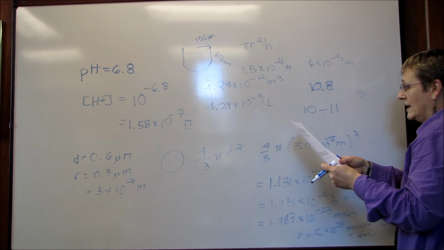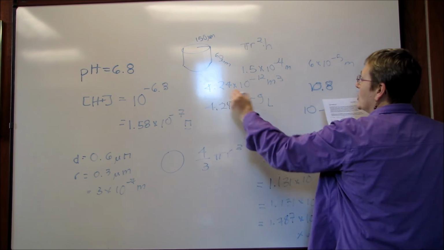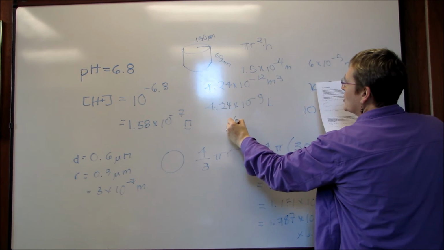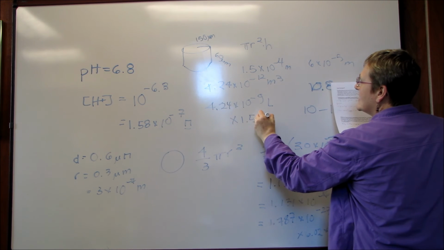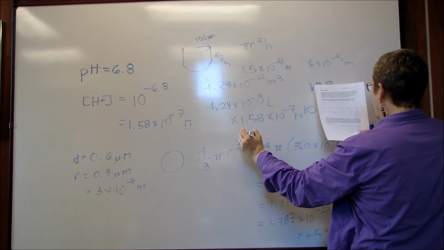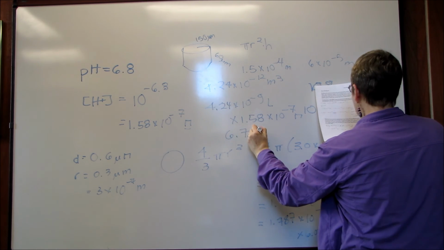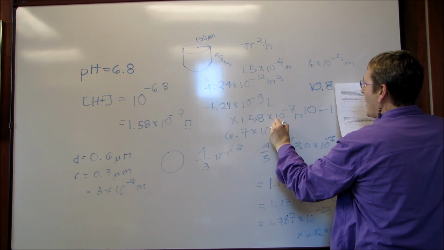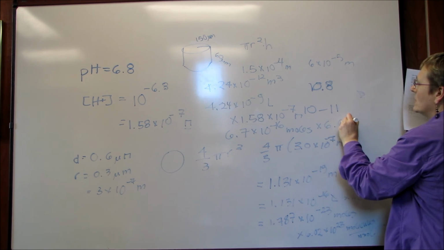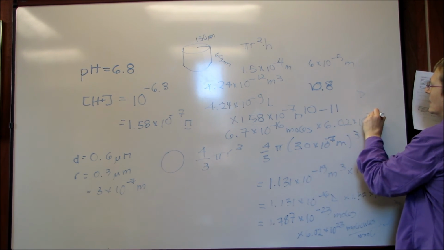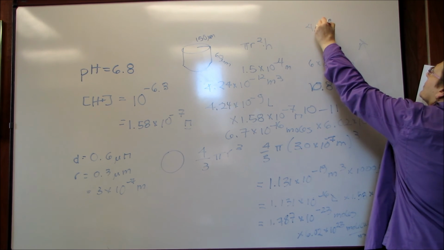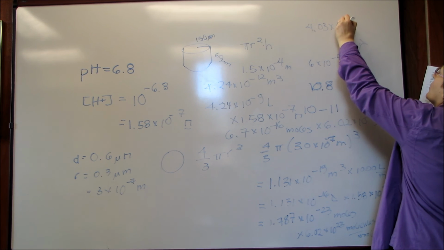That gives us our concentration. Oh, sorry, that's our volume. And we have our concentration, which is the same as it was before. It's the same pH. And we end up with 6.7 times 10 to the minus 16 moles, times our Avogadro's number. We end up with 4.03 times 10 to the 8th protons.